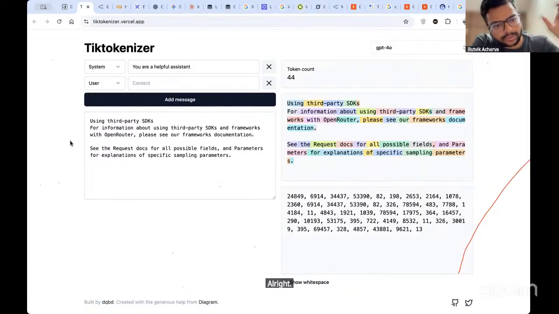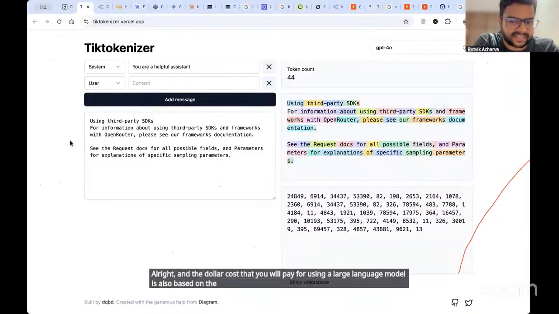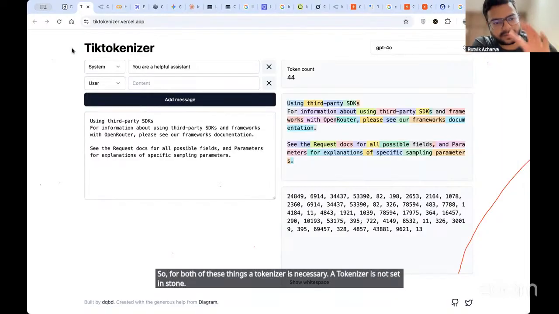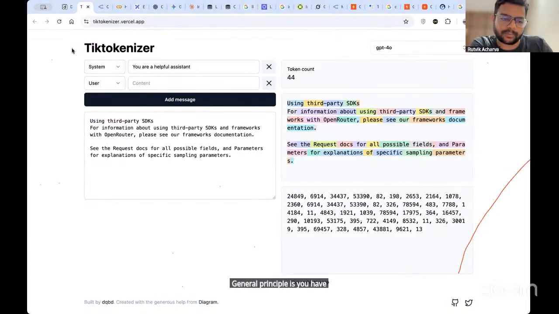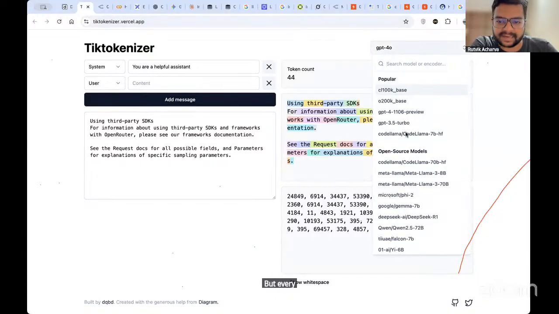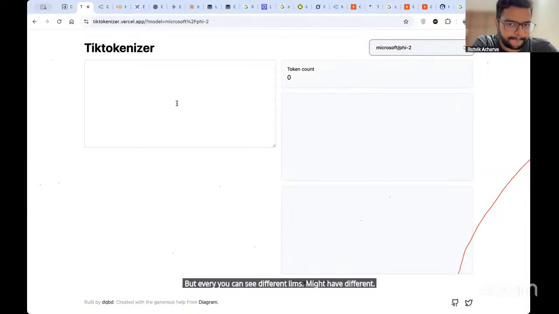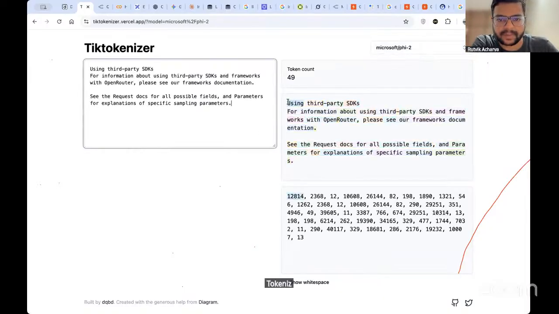And the dollar cost that you will pay for using a large language model is also based on the tokens that it has processed. So for both of these things, a tokenizer is necessary. A tokenizer is not set in stone. The general principle is you have to break it down into manageable pieces of words. But you can see different LLMs might have different tokenizers. Okay. So that's possible.